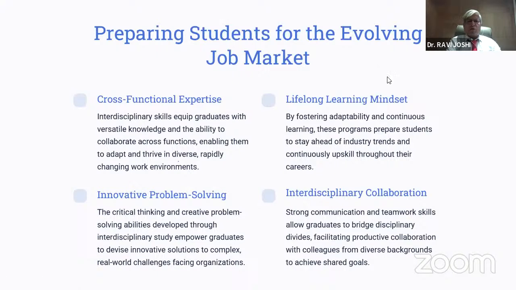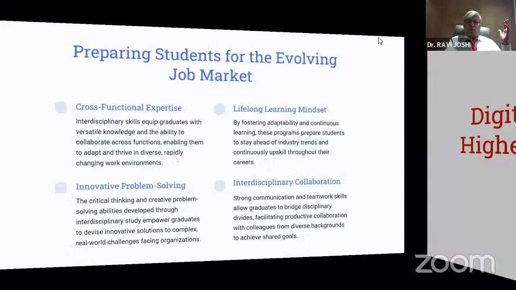So ultimately, we have to prepare students for the evolving job market. That's why we have to have cross-functional expertise. Let the student of marketing, let the student of science, any student get cross-functional expertise. Interdisciplinary skills equip graduates with versatile knowledge and the ability to collaborate across functions. Lifelong learning mindset, innovative problem solving, interdisciplinary collaboration, because in today's market, I must have domain knowledge, but what are the parallel or innovative approaches which can be possible for my students?